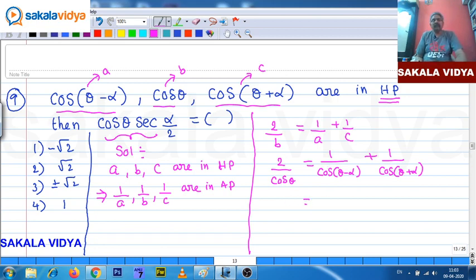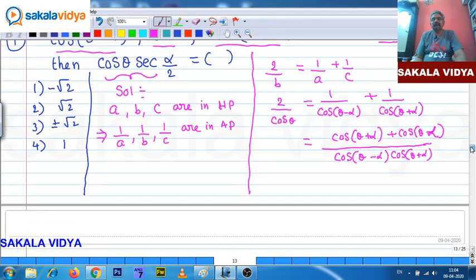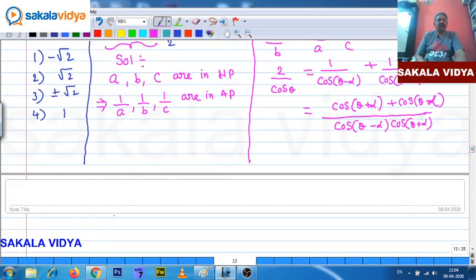Okay. Next, we need to simplify here. LCM is cos of theta minus alpha into cos of theta plus alpha. So now here we get cos theta plus alpha plus cos theta minus alpha. Okay. So next let us simplify this one. This is cos theta minus alpha. So let us simplify now. So this is equal to cos of a plus b plus cos of a minus b, that is 2 cos theta into cos alpha by cos theta minus alpha into cos theta plus alpha.